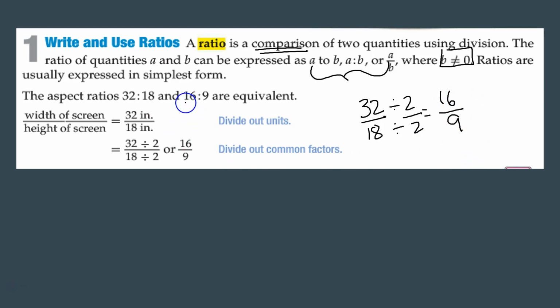Then we're trying to say that they are equivalent. So 16 to 9. Well, 16 to 9 can also be written as 16 divided by 9. These are equivalent because they are equal. And so we know we're good, that these ratios are equivalent.